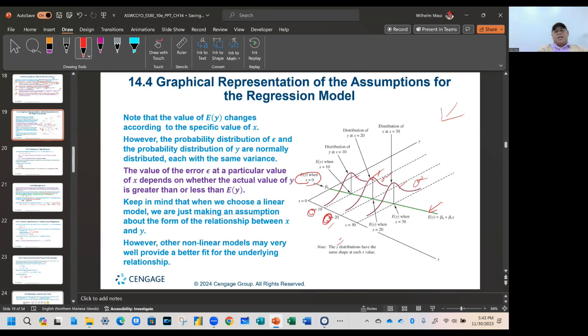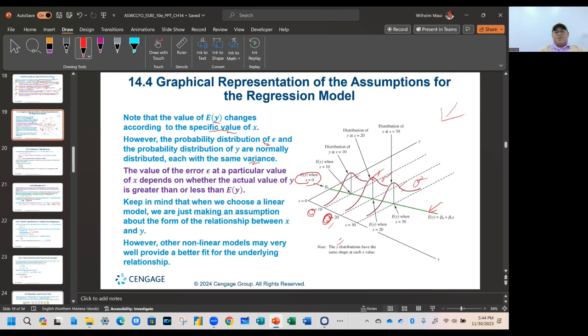Note that the value of the expected value changes according to the specific value of y. That's what I was trying to say. However, the probability distribution of the error term and the probability distribution of y are normally distributed, each with the same variance. That's these guys here. And the value of the error at a particular value of x depends on whether the actual value of y is greater than or less than the expected value. The variance is the one that controls whether it's going to be above or below the expected value, which is randomly determined.